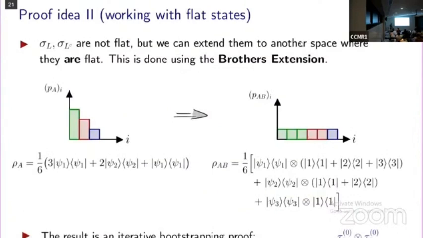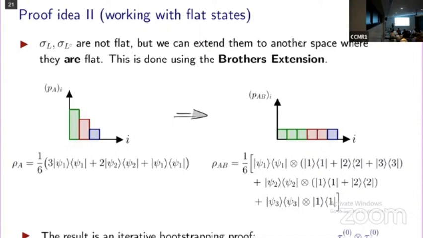We are using a technique pioneered by Rahul Jain and Anurag Anshu, which is called the brother extension. The idea of the brother extension is that you can take arbitrary states that are not flat, they have different eigenvalues, and then you extend them to an auxiliary Hilbert space in which they appear completely flat. The way you do it is that, first of all, you assume that the eigenvalues are rational, and if they are not, then you approximate them by something which is rational.